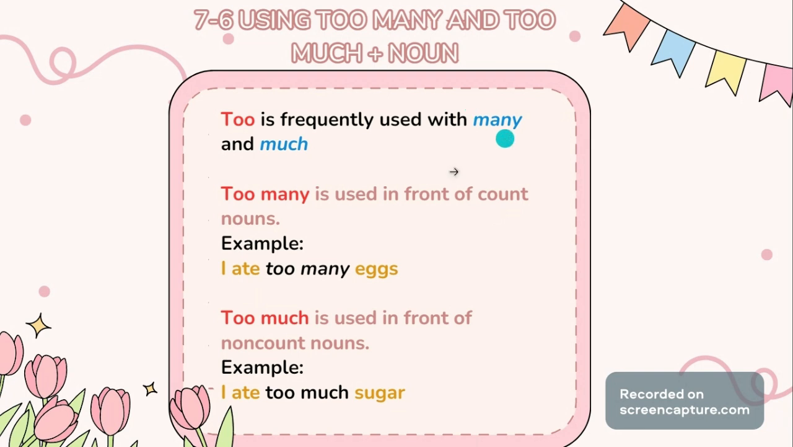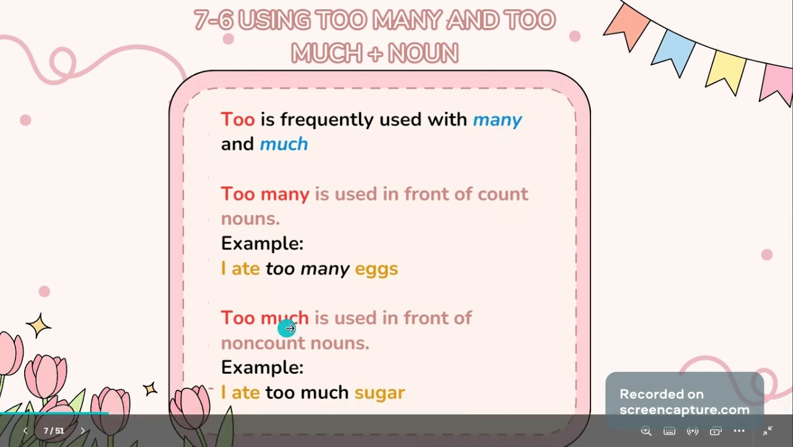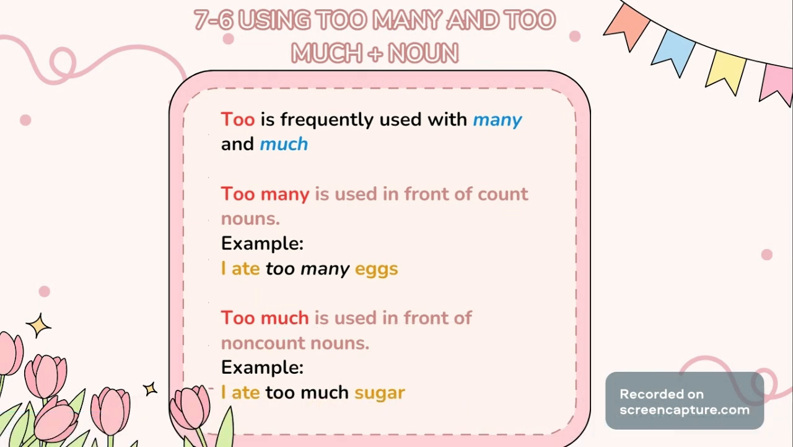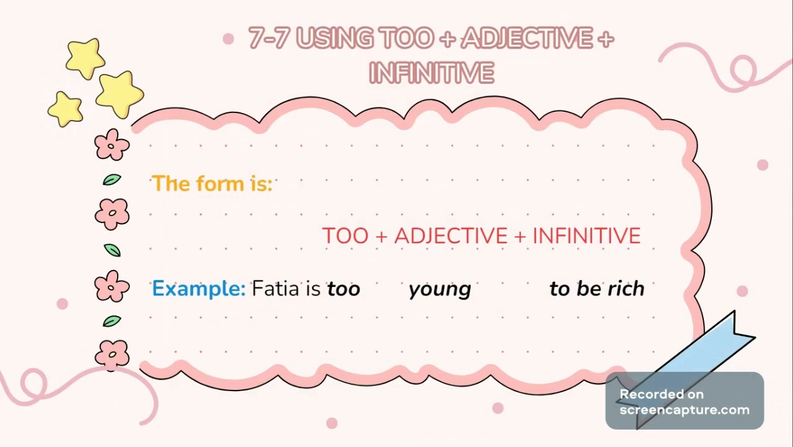And next, I'm sorry, too much is used in front of non-count nouns. Example: I added too much sugar. Sugar is a non-count noun because who can count the sugar? One sugar, two sugar.